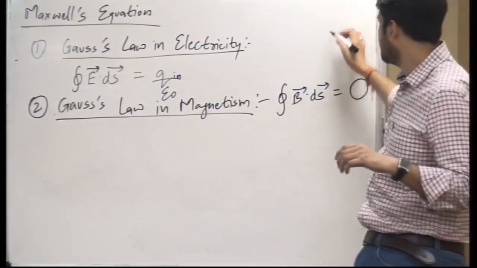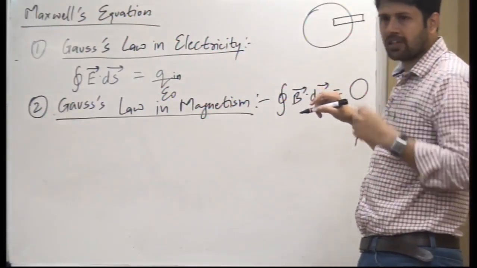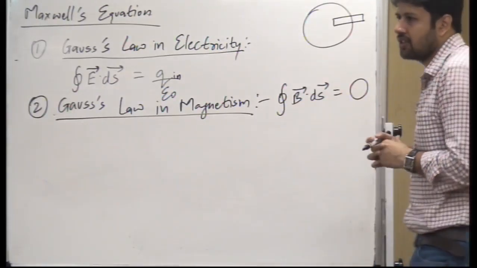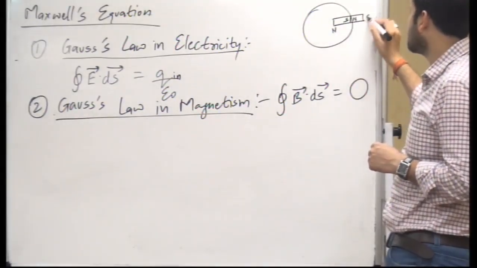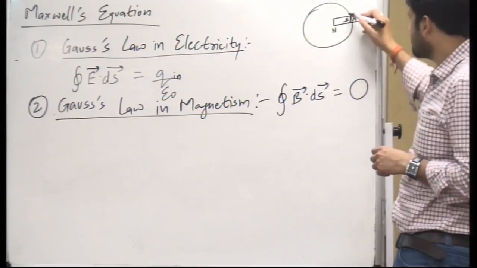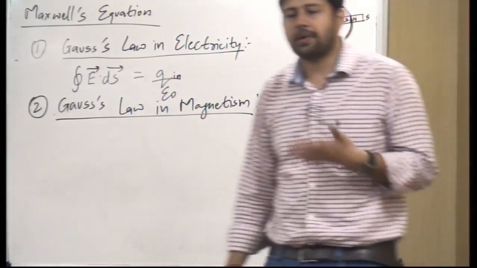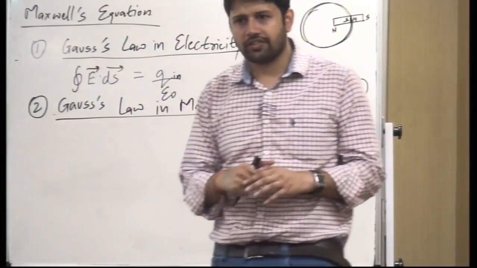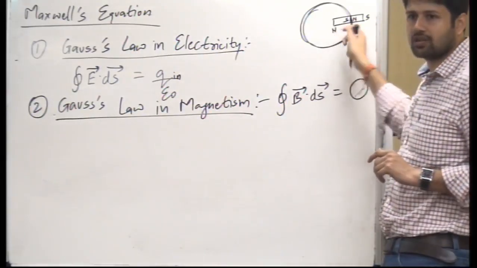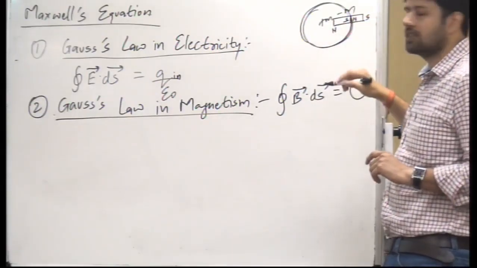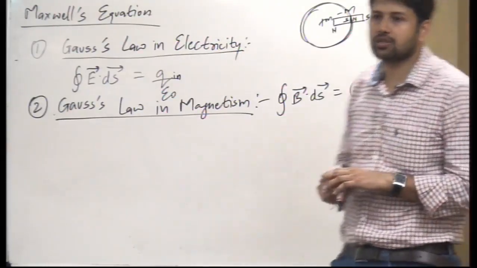Let's say this is a closed surface, and this is a magnet, and you are trying to apply Gauss's law in magnetism here. If this is north, at this point a south would be there. Monopoles don't exist, so basically in this surface a north and a south are there. So the total magnetic charge or pole strength would be 0. This is plus m, this is minus m, total would be 0. So the magnetic flux through a closed surface is always 0.